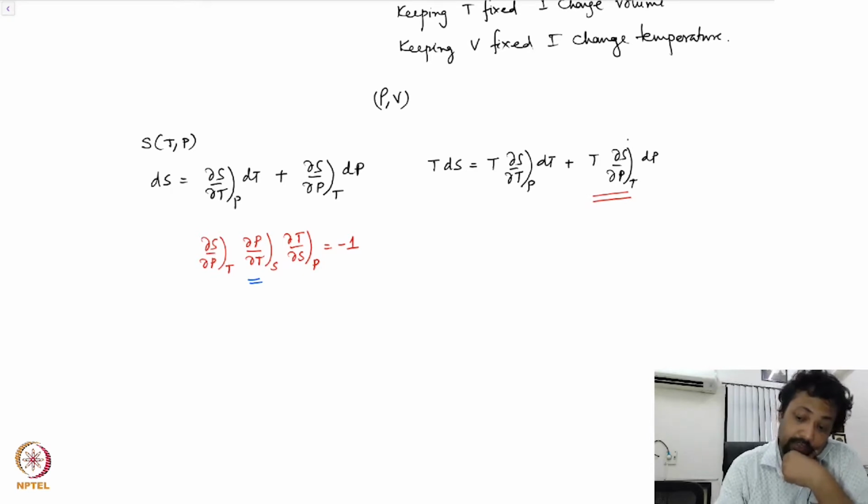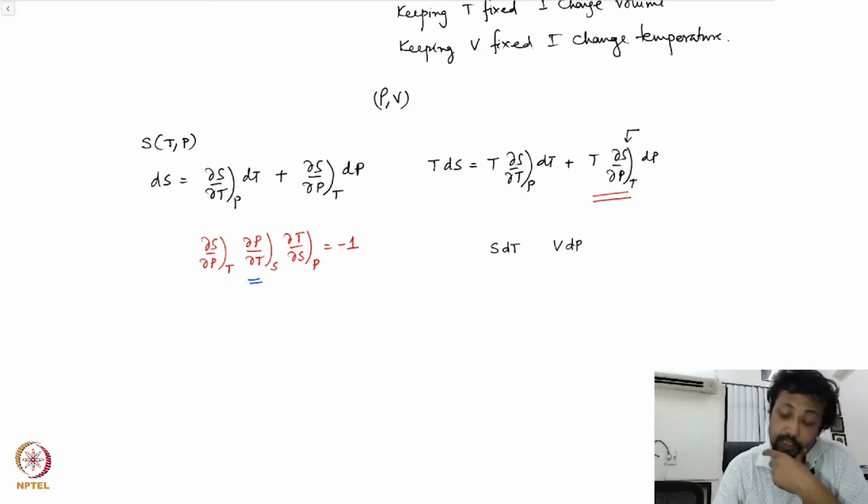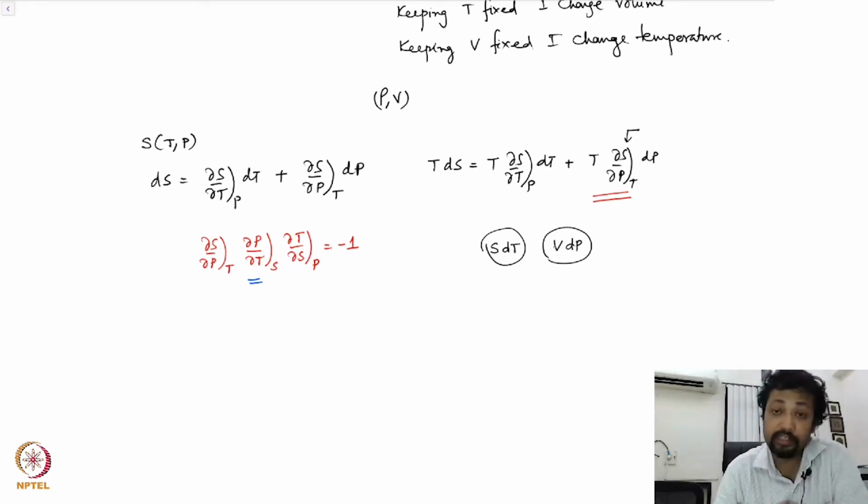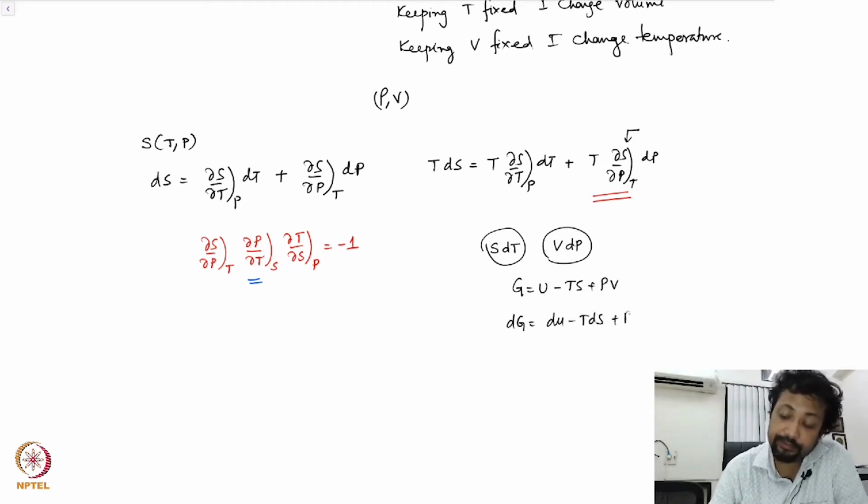So if I look at the structure of this derivative, then I have del S del P at constant temperature. So I have S dT, and the derivative is with respect to pressure. So therefore I have V dP. So I have to figure out a free energy whose differential has this combination. If you look at U minus TS plus PV, then dG is dU minus d(TS) plus d(PV). N is held fixed, so we will not worry about N.